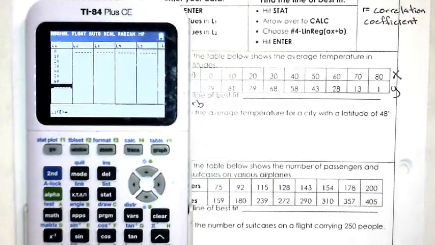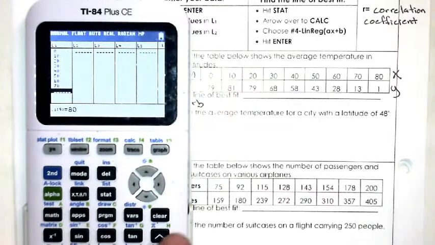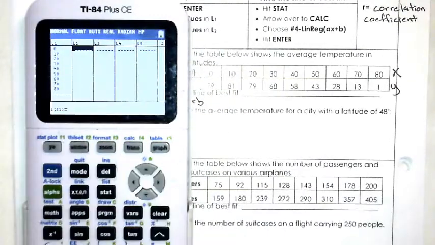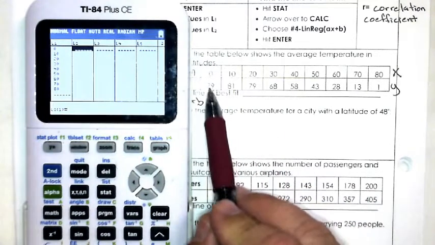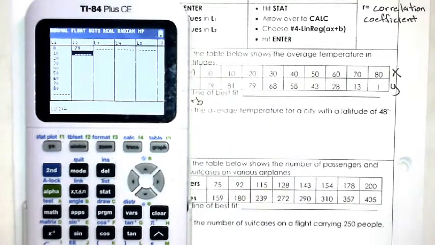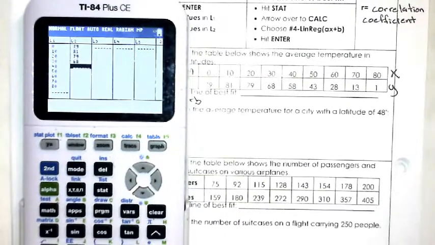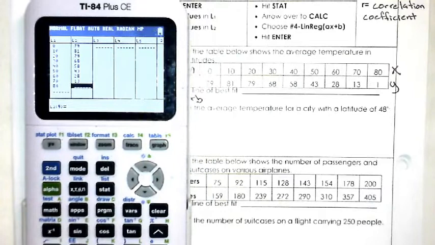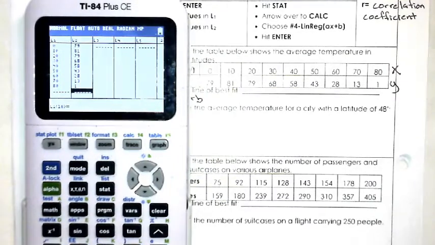Then I'm going to hit right arrow to get into my Y side of the table, aka list number 2, and put all those values in there also. Again, put them in the order that it's given to you. So 79, 81, 79 again, 68, 58, 43, 28, 13, and 1. After you've input the values, let me know.